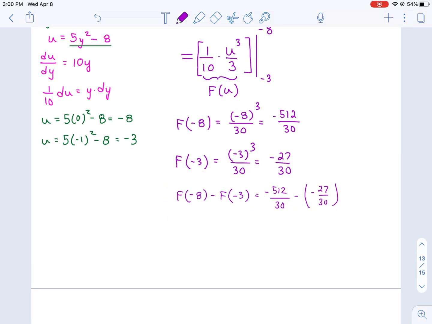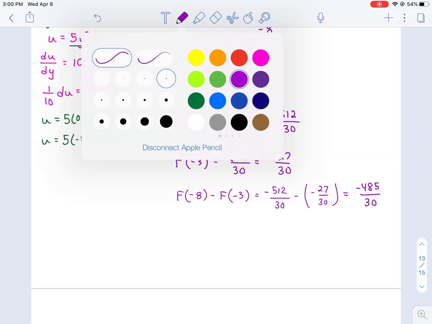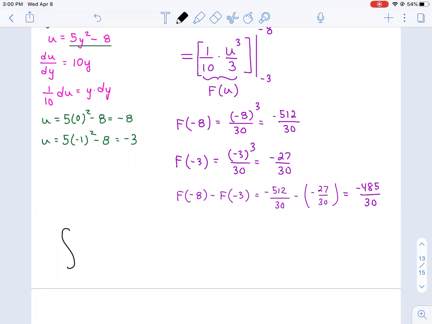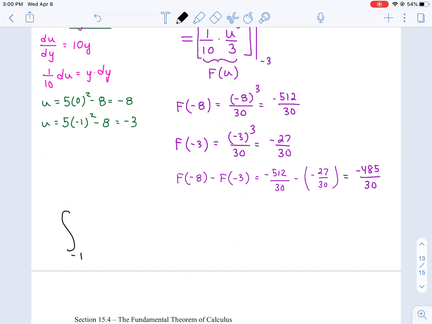And that is equal to -485 divided by 30. So the value of the given definite integral is equal to -485 divided by 30, which happens to reduce to -97/6.